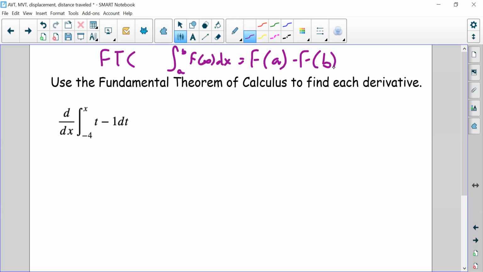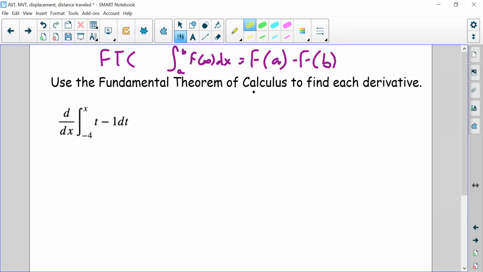The one we're going to learn today, the key with it is we're going to do a derivative of an integral. If you work inside out, we're going to evaluate the integral, and then that answer we're going to differentiate.